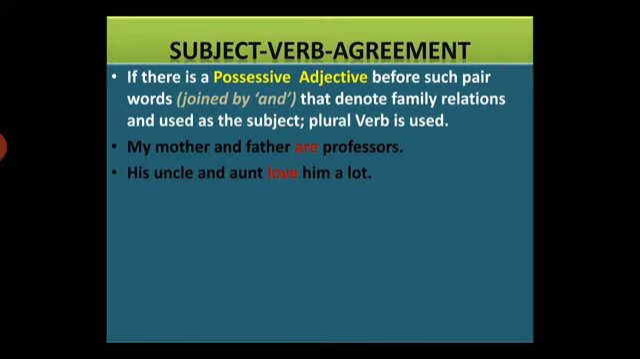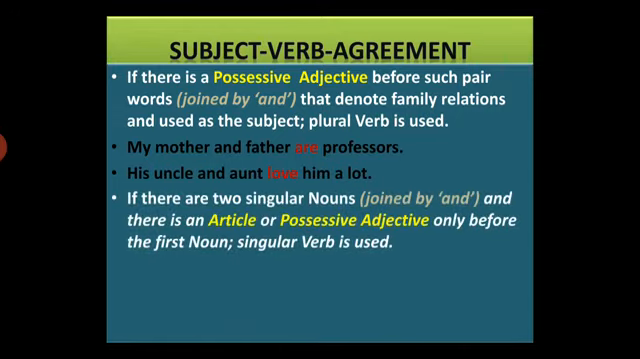But if there are two singular nouns joined by and, and there is an article or a possessive adjective only before the first noun, mind it carefully, students, and these words do not denote family relations, in this case we will use a singular verb. The director and principal was there. Here, the article the has been used only before the first noun and there is nothing before the second noun, principal. It means the director and principal is the same person, only one person, and that's why we have used was, which is a singular verb.